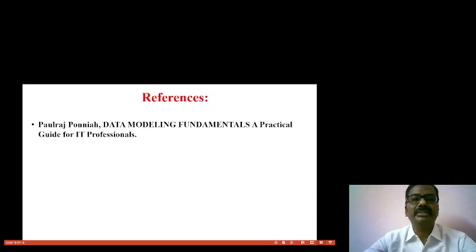And finally, the references. The content of session 2 is taken from the textbook Data Modeling Fundamentals, a practical guide for IT professionals, by Paulraj Ponniah. I request all the students to follow this textbook for this particular session. You don't find this session 2 content in the first textbook, by the author Ben Fry.